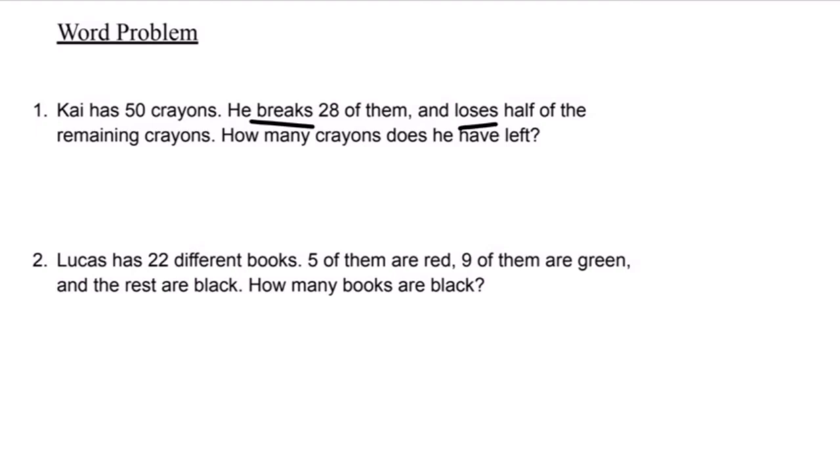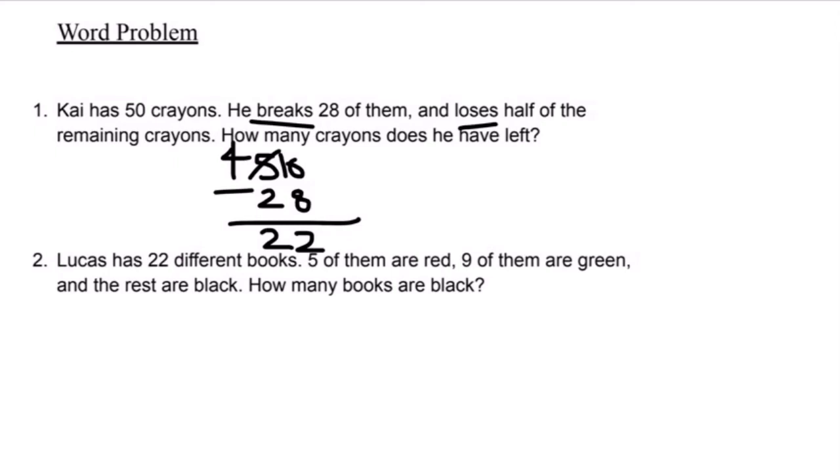Therefore, when he breaks 28 crayons, that means we subtract 50 minus 28. You can't subtract 8 from 0, so I'm going to borrow from the tens. 5 becomes a 4, 0 becomes a 10, 10 minus 8 equals 2, 4 minus 2 equals 2. Therefore, Kai has 22 crayons after breaking 28 of his 50 crayons. However, we're not done yet. He also loses half of the remaining crayons.